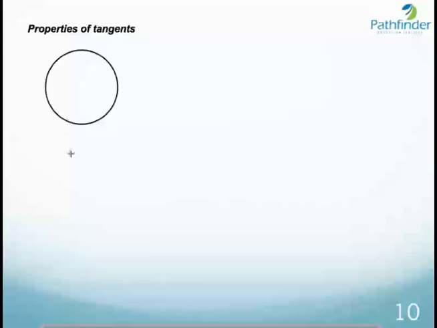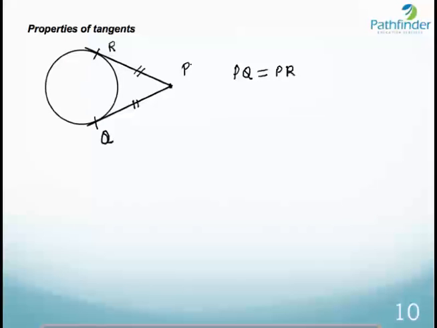Next we move to properties of tangents of the circles. The first property is, from an external point, let's say a point P, we can draw only two tangents to this circle. So we can draw PQ here and we can draw PR here. So from the point P we can only draw two given tangents and the length of these two tangents must be equal. So we can say PQ is equal to PR.